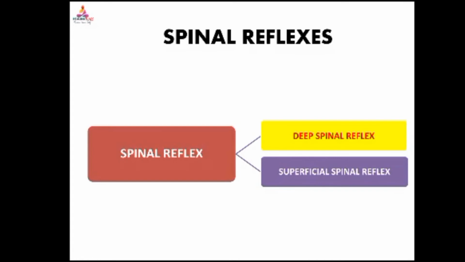The classic example of a spinal deep reflex is the knee jerk or tendon reflex. It is a classical example of the stretch reflex and is used by clinicians to determine if higher centers that normally influence the reflex are functional.